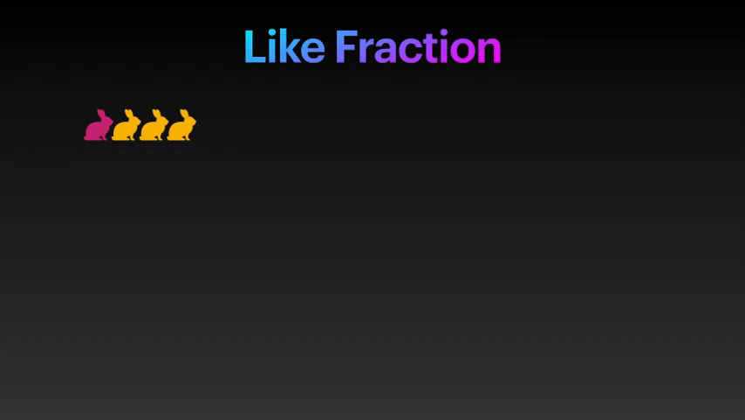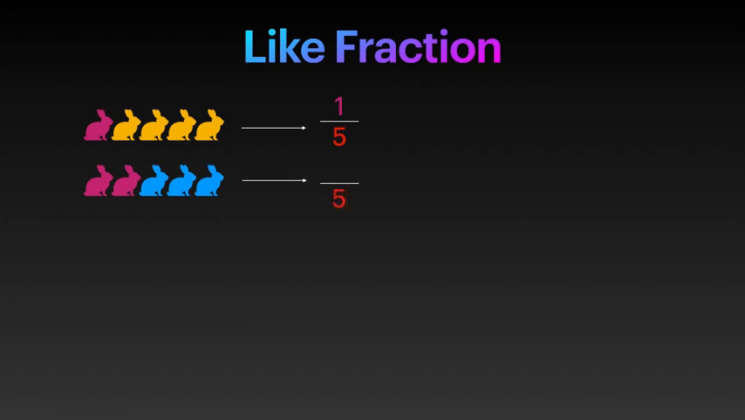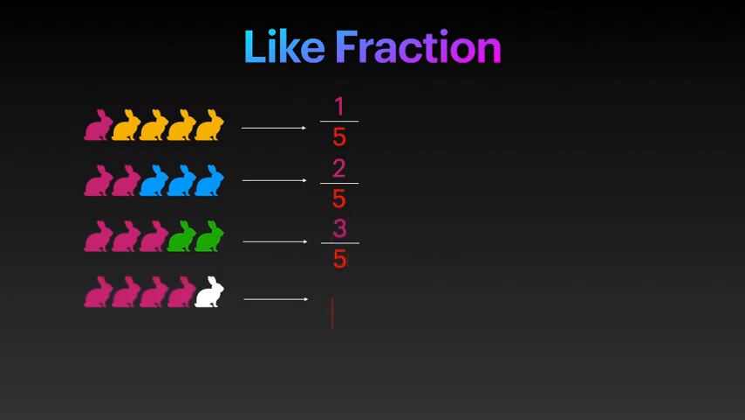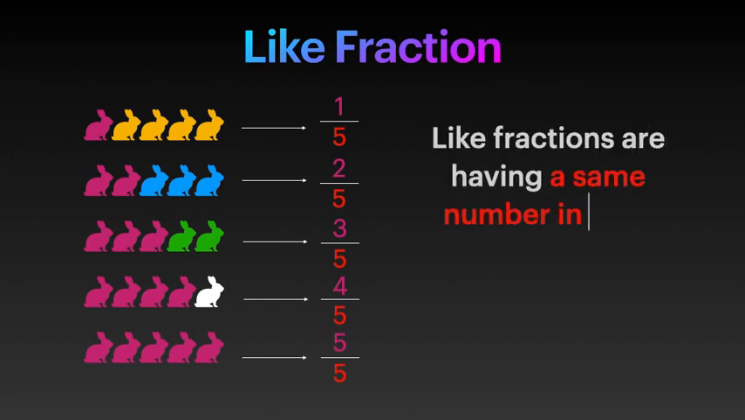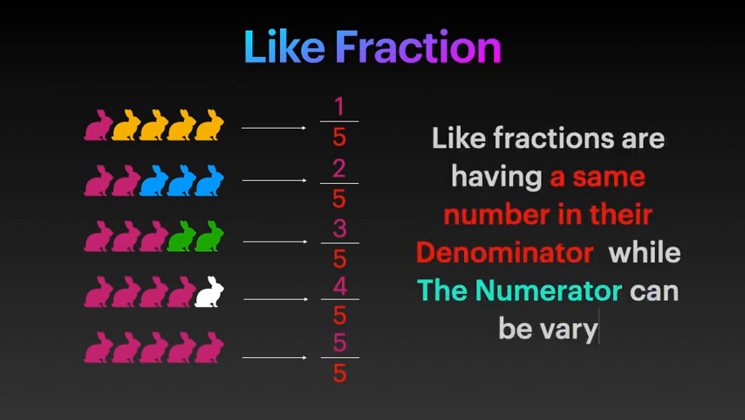Our fourth type is like fractions. Now let's consider a homogeneous series as you can see on the screen. There are 5 rabbits, but one rabbit is red. We can express this as a proportion. 1 out of 5 rabbits is red. So the fraction is 1/5.